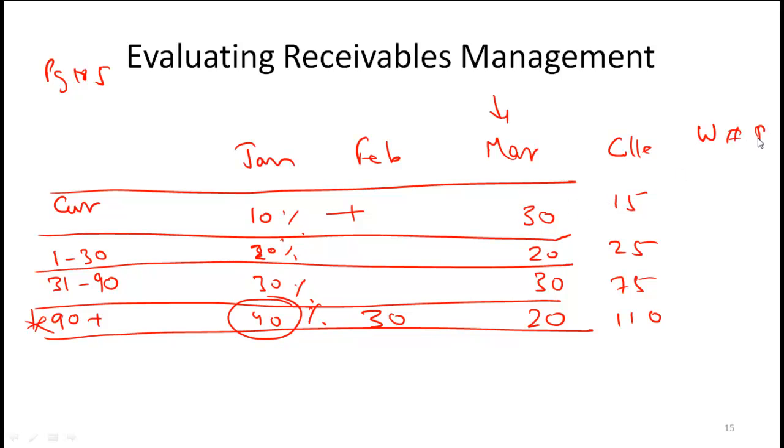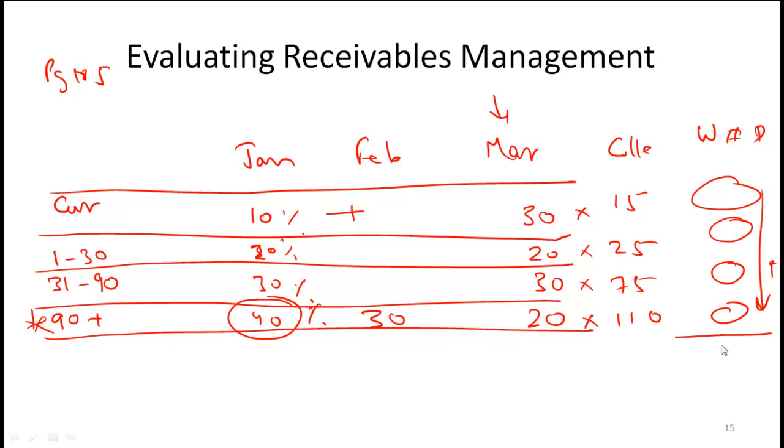So weighted number of days, so we multiply 30% by 15, 20% by 25, 30% by 75, 20% by 110, and we come up with all these numbers, and then we add up these numbers. So all these are added, and you come up with the weighted average. So this number is the weighted average collection days.